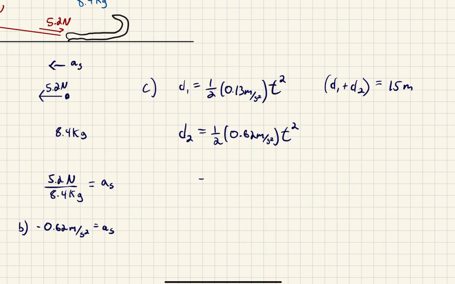Well, that's easy. I just assemble the equations together, and I have 0.13 plus 0.62 times time squared over two equals 15. Take a second and solve that. And you should get about 6.3 seconds.